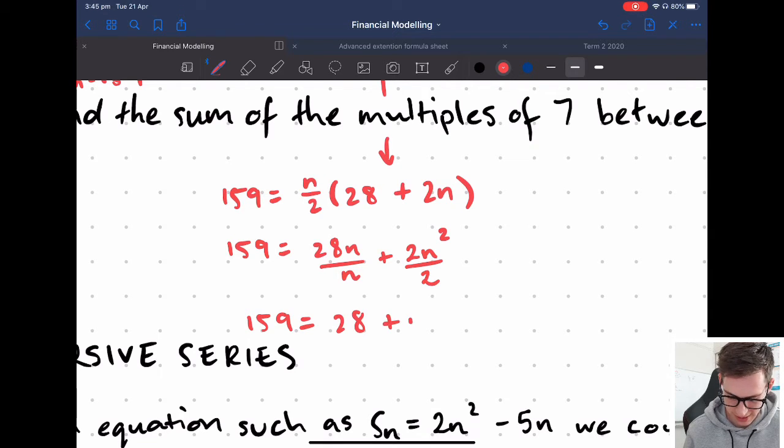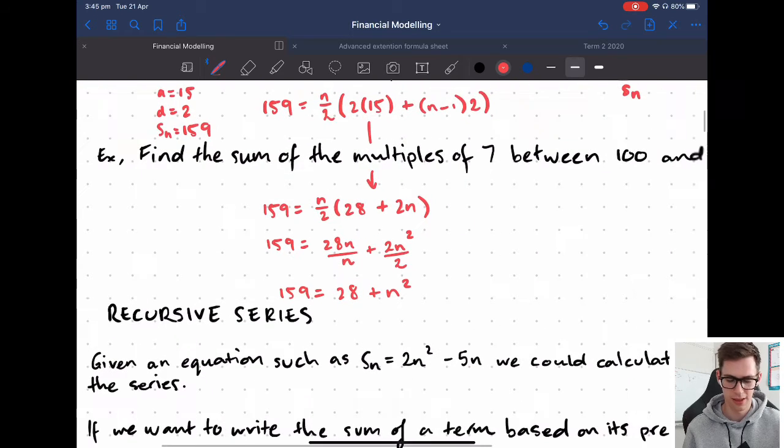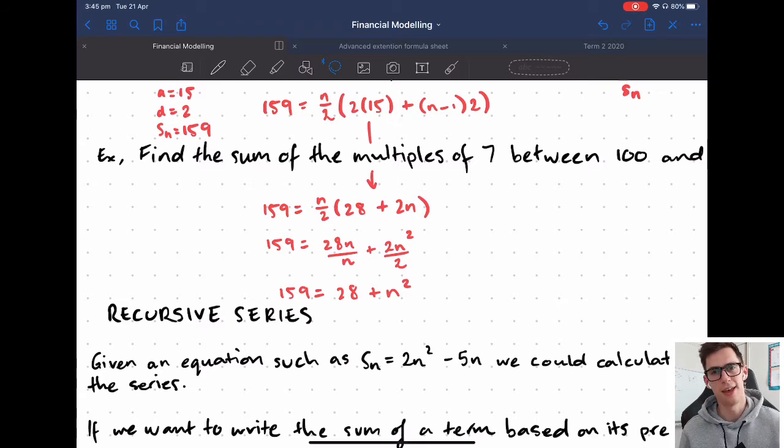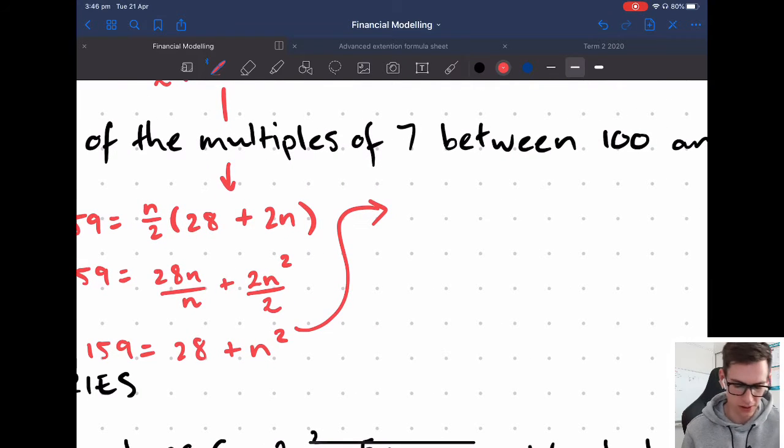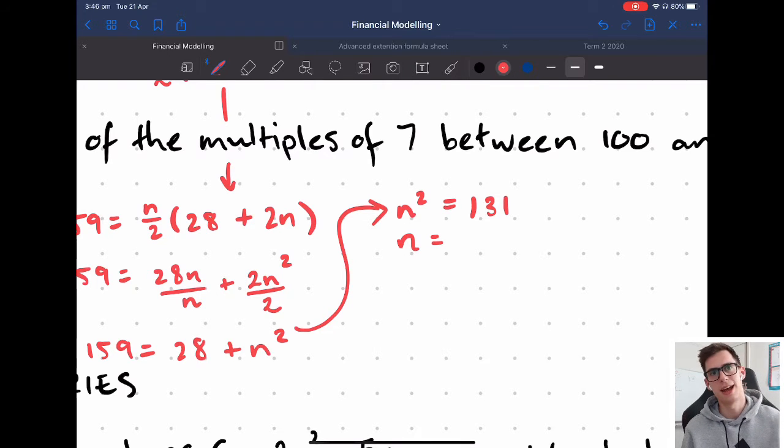28 plus n squared. Now, if you wanted to get your answer from there, what we're trying to do is get n on its own. So we've got a little equation to solve. We might just bring it up over here. So if I was to get n squared on its own, I want to move this 28 over to the other side. Okay, I'd do that by taking it away. I'd get n squared equals 131, just like that.